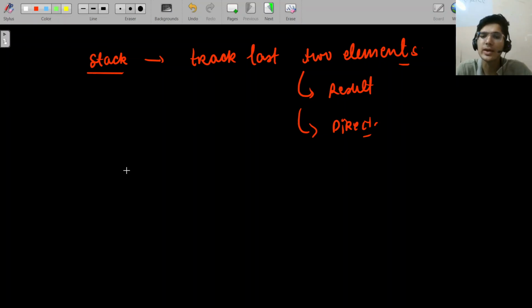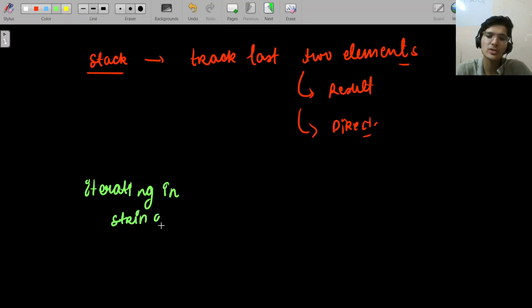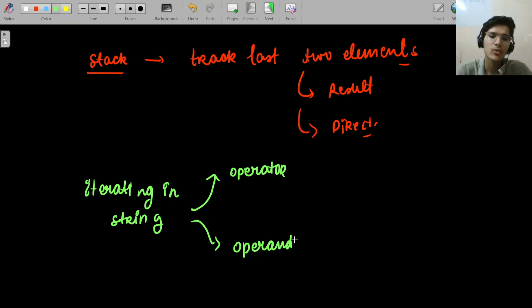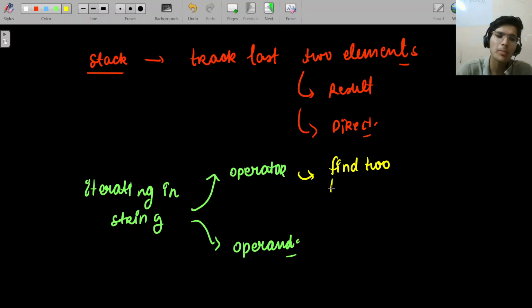So what we are essentially doing is iterating over the string. Now there are two possible scenarios. Either you find an operator, which I already explained, plus or minus, or you find an operand. There are two kinds of scenarios. Fine. What do you do? If you find an operator, then you find the top two elements from the stack. Basically, these are the last two elements.